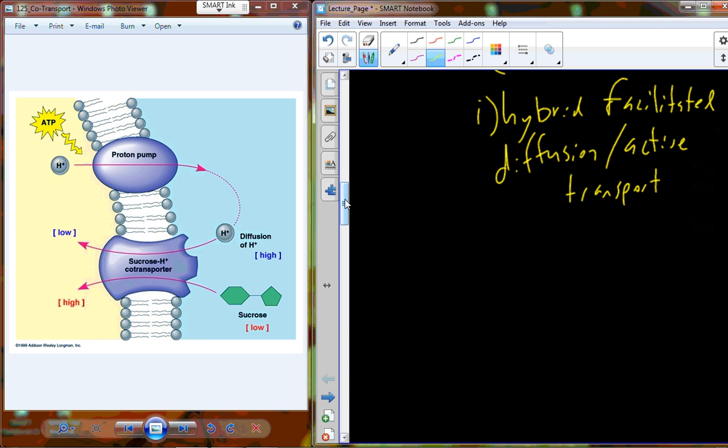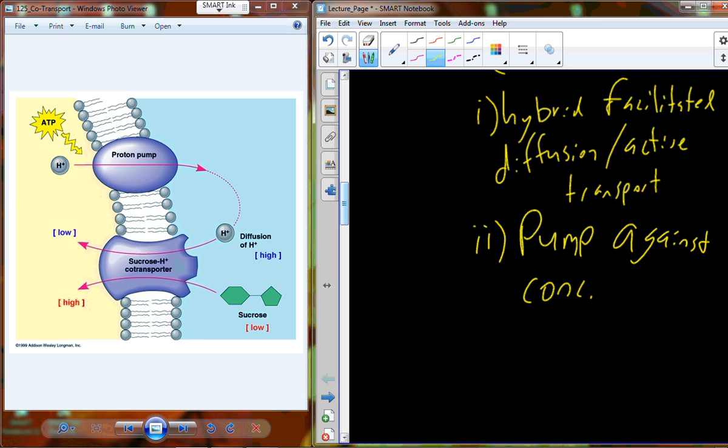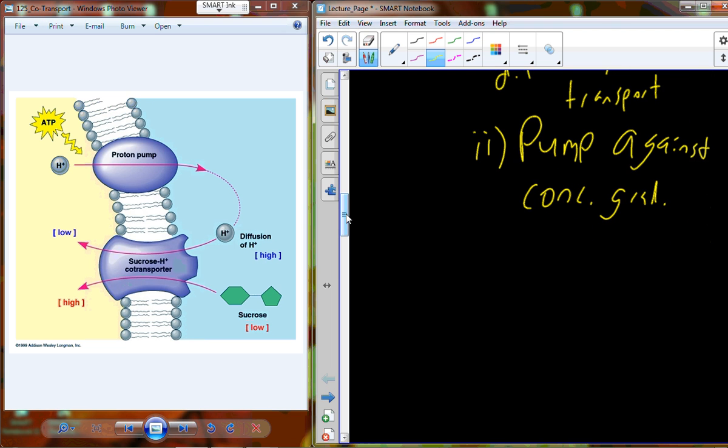So it's our hybrid between facilitated diffusion and active transport, and we are going to pump something against its concentration gradient to maintain and establish that concentration gradient. So it doesn't always have to be hydrogen. It can be other molecules as well, sodium, potassium, can be used to do this.